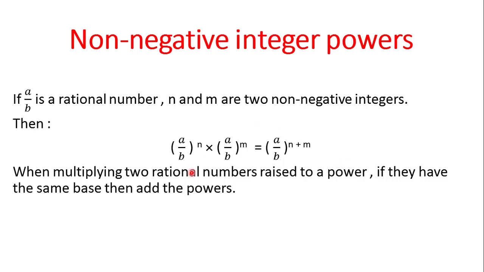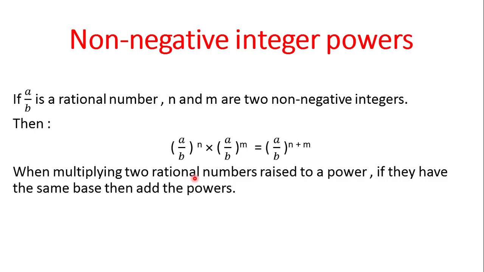The first rule we have today is that if you have any rational number a over b, and n and m are two non-negative integers, positive or zero, then a over b to the power n times a over b to the power m equals a over b to the power n plus m. So if you have two rational numbers with the same base and integer powers, and the operation is multiplication, I'll add the powers.